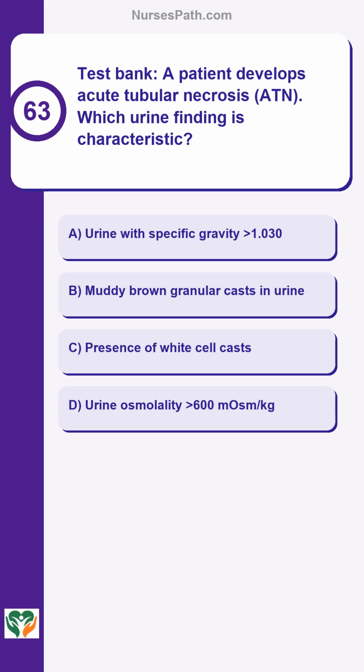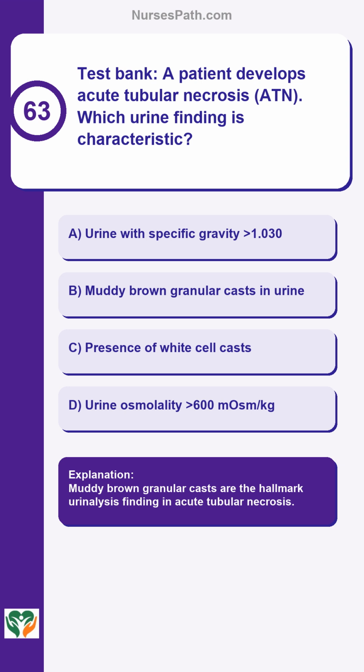Question 63. Test bank. A patient develops acute tubular necrosis, ATN. Which urine finding is characteristic? Urine with specific gravity greater than 1.030. Muddy brown granular casts in urine. Presence of white cell casts. Urine osmolality greater than 600 mosm/kg. Muddy brown granular casts are the hallmark urinalysis finding in acute tubular necrosis.